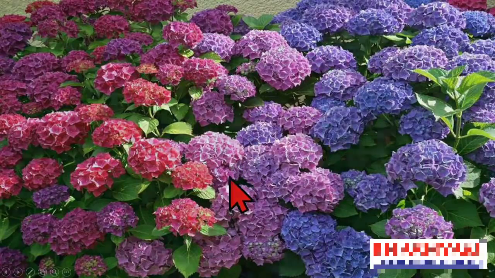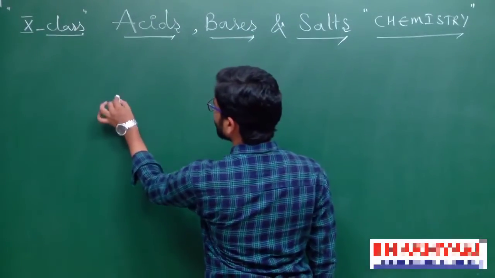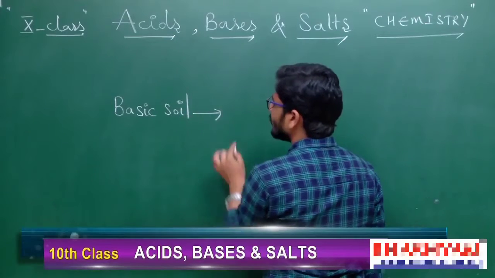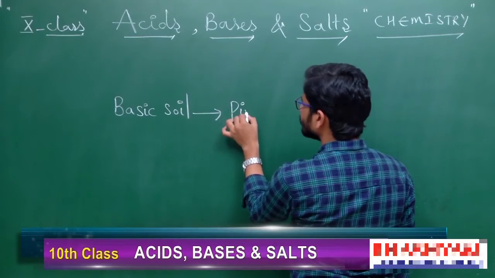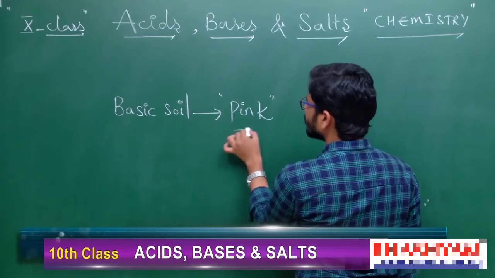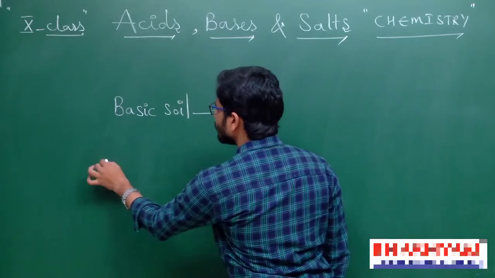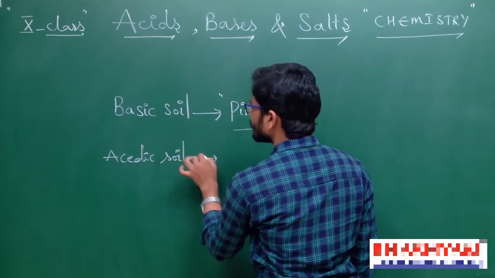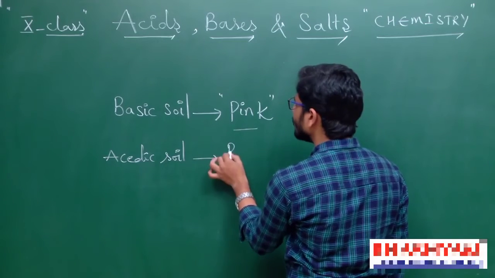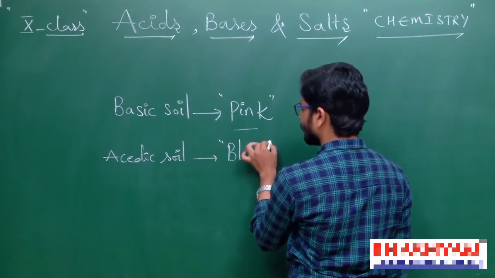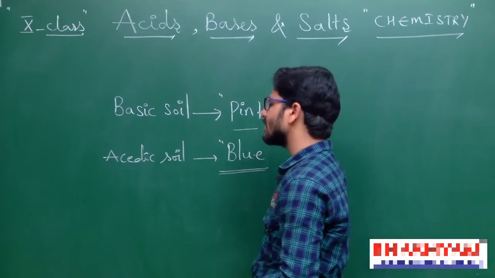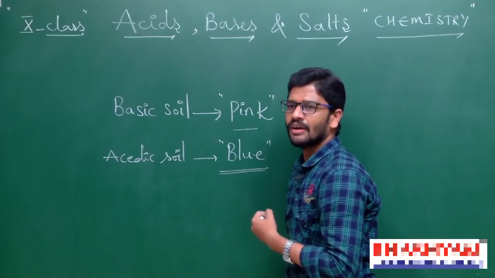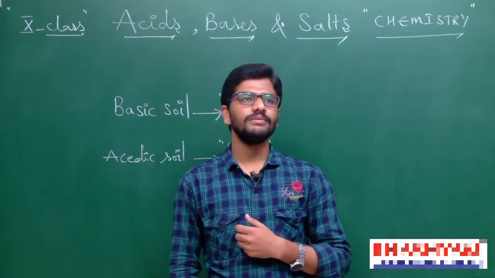So if the flower is present in basic soil, it is pink in color, whereas the flower present in acidic soil shows blue in color. So based on the nature of the soil, we can say the color of the flower. Yes or not? Yes.